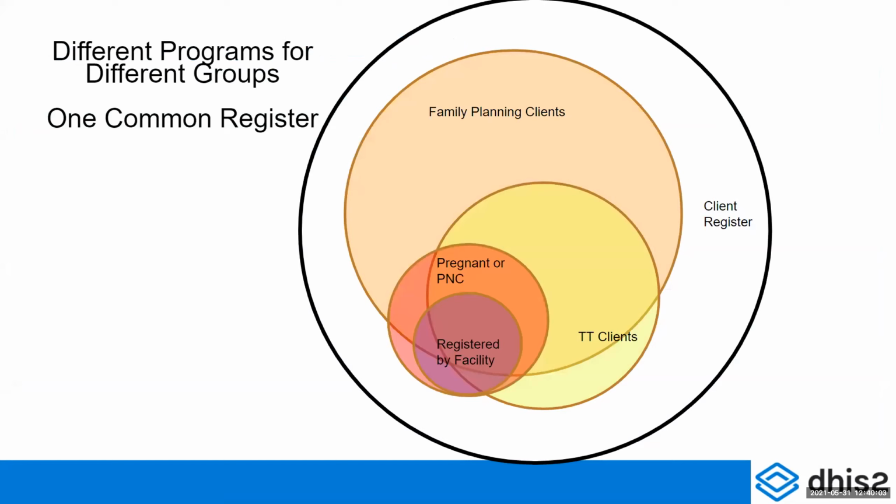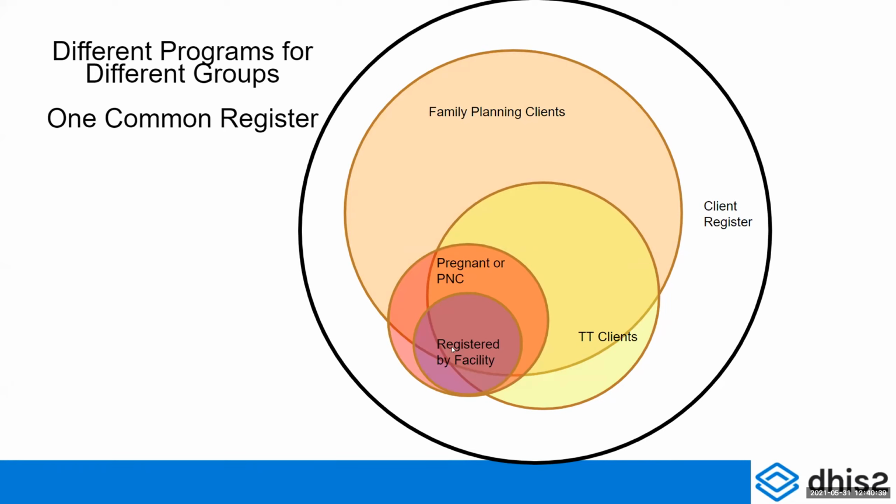So there are a lot of services going on, and we have to think of all the different programs that we have to give for all these different groups. So the client register is everyone, right? Everybody of reproductive age, both men and women. And then you have family planning clients, which is both men and women, which is much bigger. Some of them are TT clients, some of them are not, because you can have an adolescent girl who is getting tetanus, but she's not old enough to be on family planning, for example.